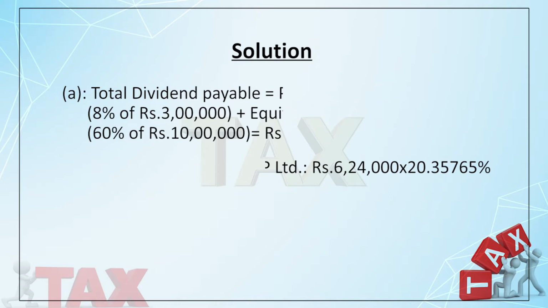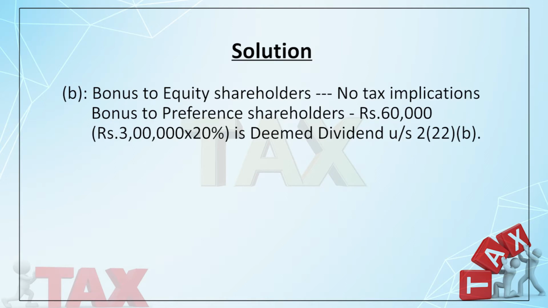Now think of the second option. Bonus to equity shareholders doesn't have any tax implication. I told you the reason very clearly: since there is no release of assets, it's not a deemed dividend. But in case of bonus to preference shareholders, 20% comes to, how does 20% come? 1 share for every 5 shares held. So if a shareholder holds 5 shares, the shareholder will get 1 share. So 1 by 5 comes to 20%. So total bonus issue by the company will be 3 lakh into 20% or 60,000. But that will be treated as deemed dividend under section 222B.